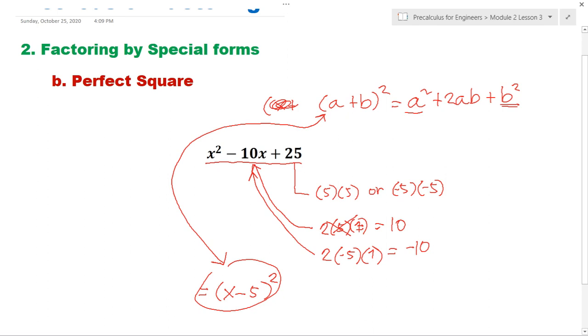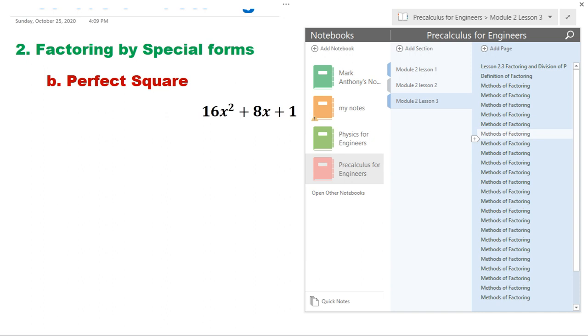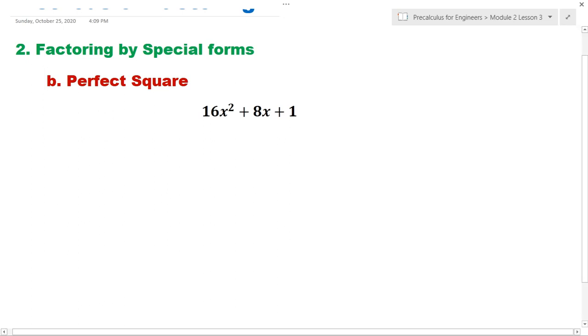See to it that the last term is a perfect square and also the first term is a perfect square. And to prove for the middle, you let 2 times the factor of the last term times the factor of the first term will result to the middle term. So, kung result na siya, then that would be our answer.